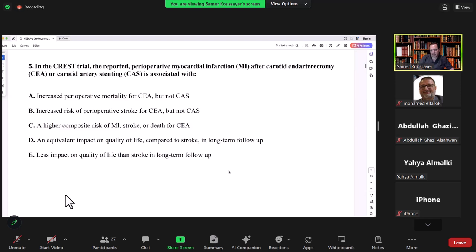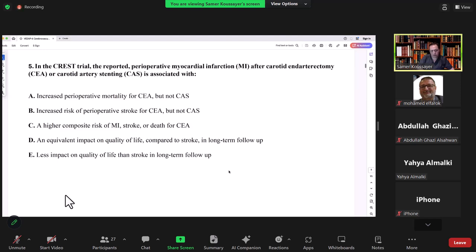D: An equivalent impact on quality of life compared to stroke in long-term follow-up. What happened is that now you have two kinds of treatment. If you do a stent, you have a higher chance of stroke. But if you do a surgery, you have a higher chance of MI, even though the total is the same. They said, okay, let us look at the quality of life. They found that people who have an MI have a better quality of life than with a stroke, because with stroke you end up bedridden, in a chair, whereas MI is just like EKG changes. It's not a big deal. If you do a surgery, yes, you may have higher MI, but quality of life is better than if you do a stent and end with a stroke, where quality of life is lower. This is the only thing they found different. If I have a choice between MI or stroke, I will take MI, especially since it could be an asymptomatic MI. So the quality of life is worse after CAS than CEA because of the stroke, even though CEA has a higher chance of MI.